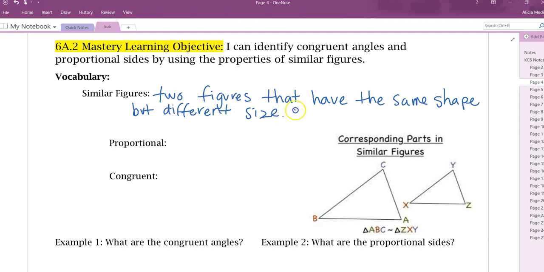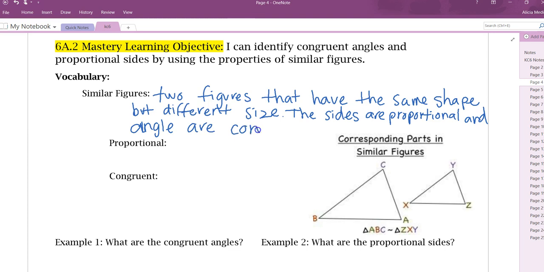What's important here is that the sides are proportional, right? So that means that you either made it bigger by the same size or you made it smaller by the same size. And the angles, which we talked about in the last video, and the angles are congruent. Congruent just means equal.